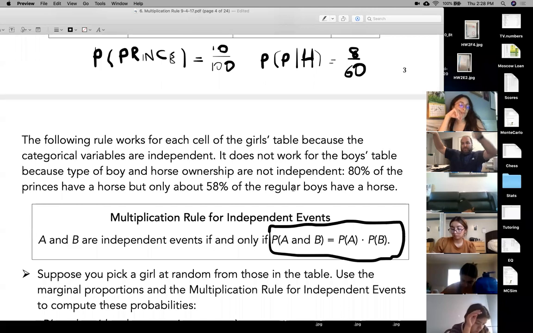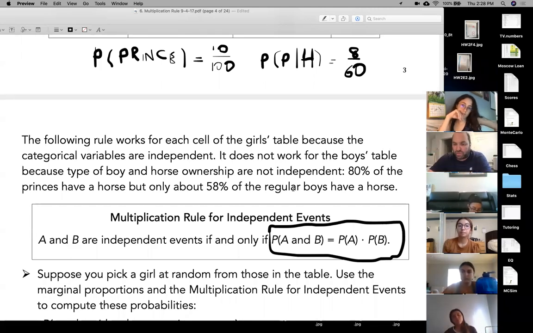The probability of B is the number in the bottom, total again. And if I multiply those two numbers, I get the probability of the intersection of those two, which is the square that we're looking for. This is why for independent events, total times total gives me the thing in the square. And I can do that for each and every square.